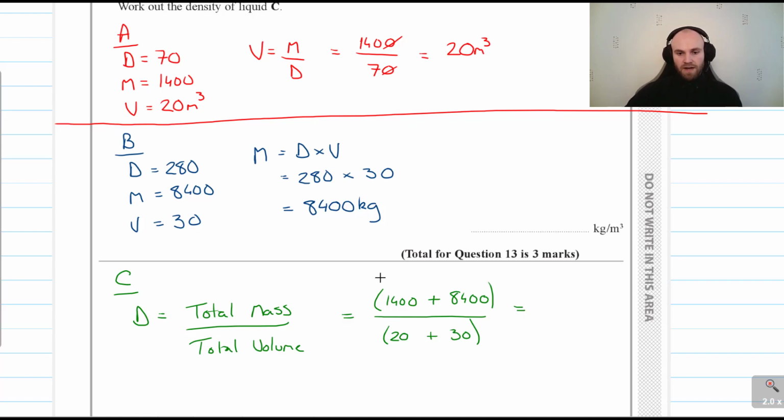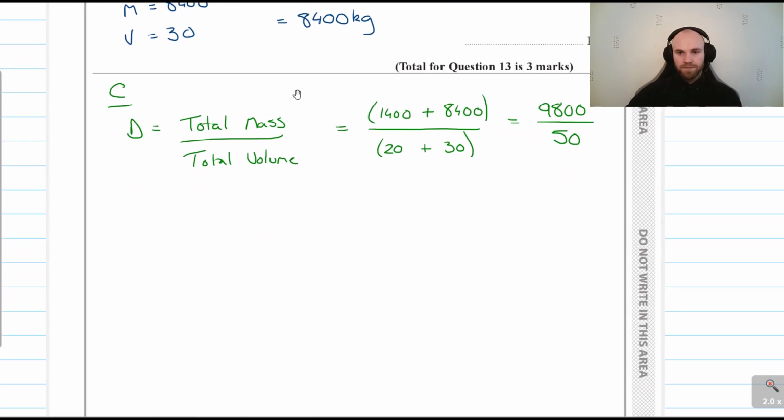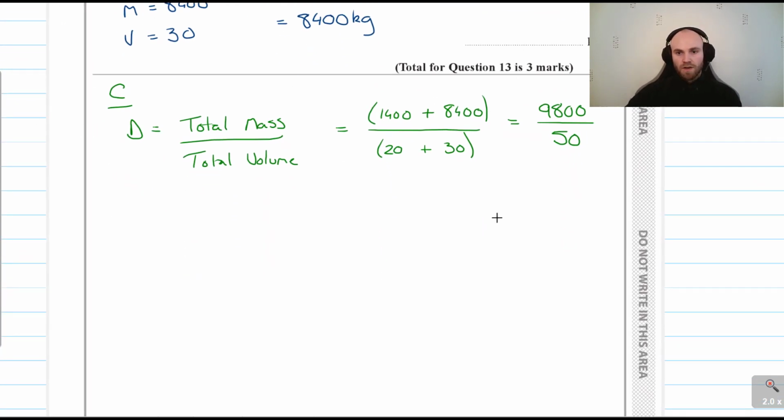Okay, so we have 1,400 plus 8,400. That is going to be 9,800. And then 20 plus 30 is going to be 50. Just move that down a bit more. I'm just going to take a 0 off both of these. So it's going to be 980 divided by 5.